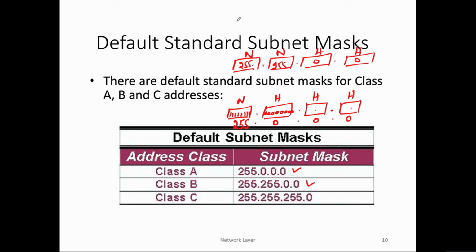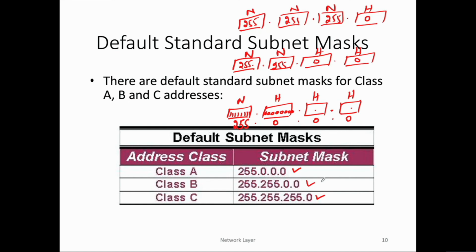And what about class C? Yes, in class C, we know that the first 3 octets represent the network part, and then we have the last octet representing the host portion. So if all the bits are set in an octet, meaning 1, we know its maximum value is 255, again 255, and then again 255. And all the bits in the host portion are 0. This means 0. So what is the default subnet mask of class C? 255.255.255.0.